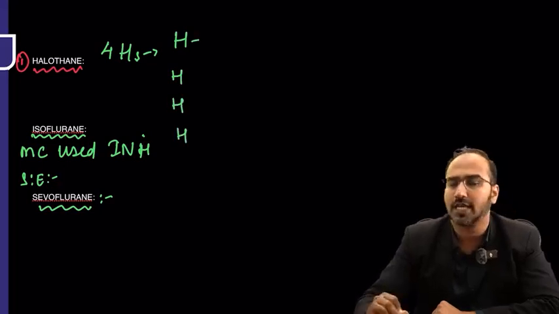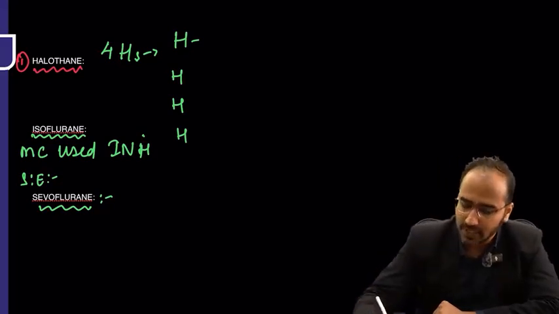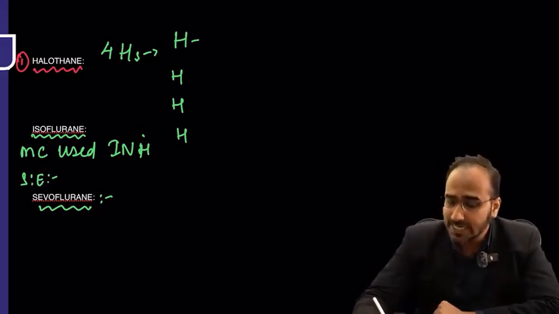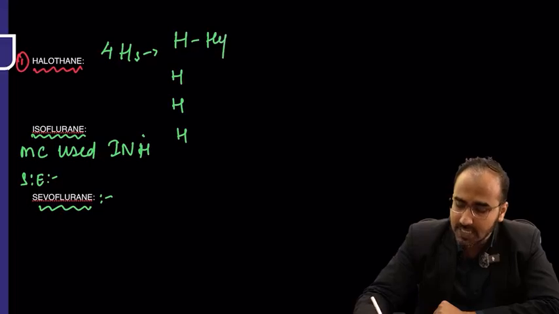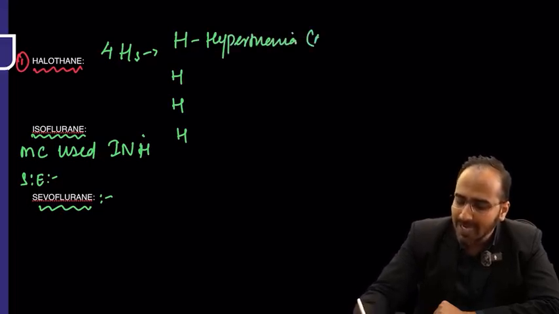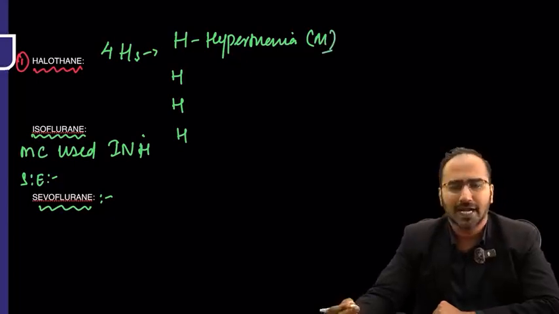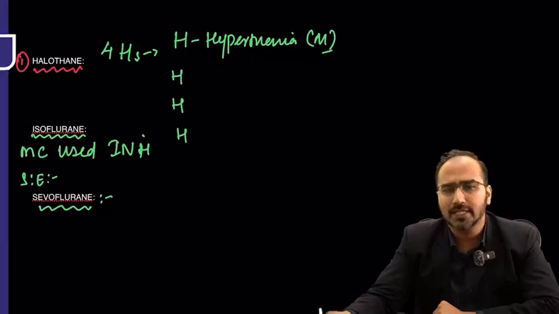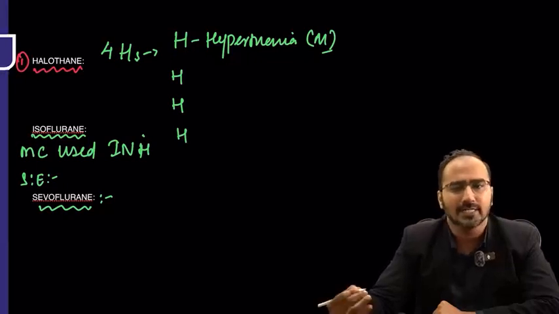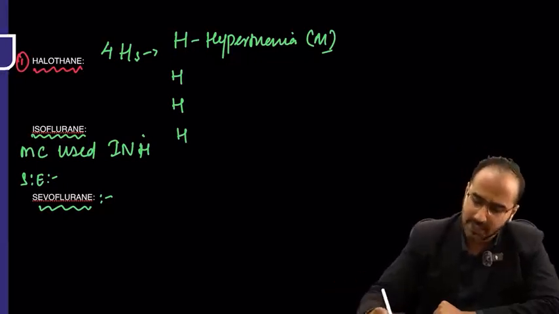What are the 4 H's of halothane? All 4 are MCQs of halothane. Halothane is an inhalational agent that produces hyperthermia. What hyperthermia, sir? Malignant hyperthermia. Malignant hyperthermia can be seen due to many other agents in anesthesia, but among the inhalational agents, it is halothane that causes malignant hyperthermia.